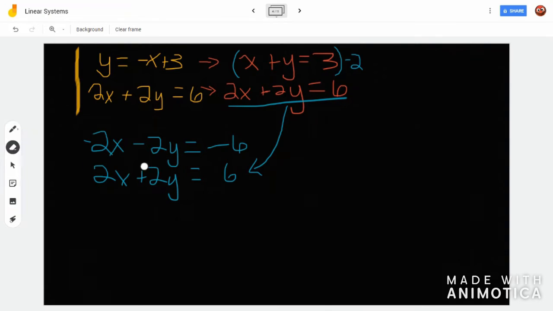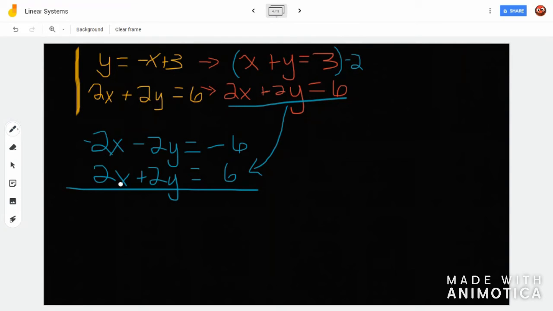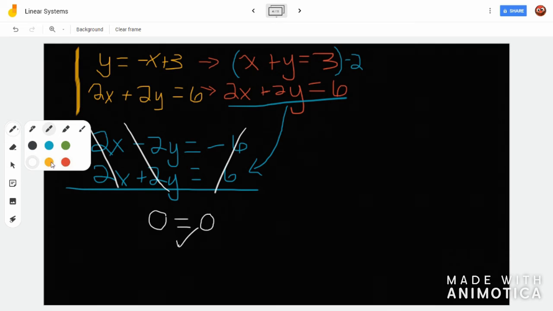Now take a look here. If I were to combine this equation, everything is gonna cancel. My negative 2x plus 2x, that's gonna cancel. My negative 2y plus 2y, that's gonna cancel. And my negative 6 plus 6, that's gonna cancel as well. So I'm gonna end up with 0 equals 0. Now, 0 equals 0, that's true. That is a true statement. So in this case, I have a many solution system.